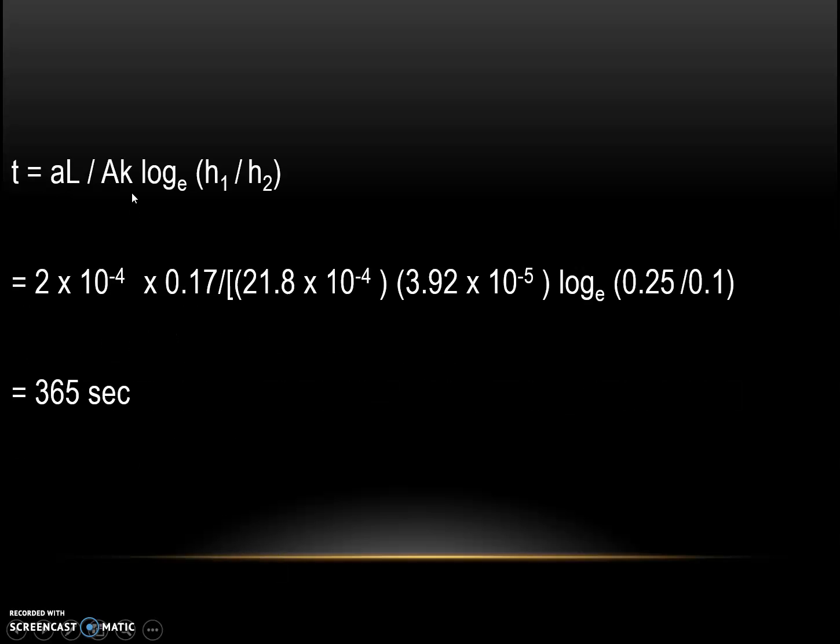So substitute to find the value of T. T is equal to area, that is 2 into 10 raised to minus 4, into L, that is 0.17, divided by area of soil sample 21.8 into 10 raised to minus 4, into K, that is 3.92 into 10 raised to minus 5, log of H1 is 0.25 and H2 is 0.1, with which we get T is equal to 365 seconds.